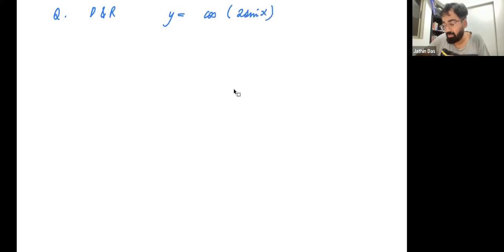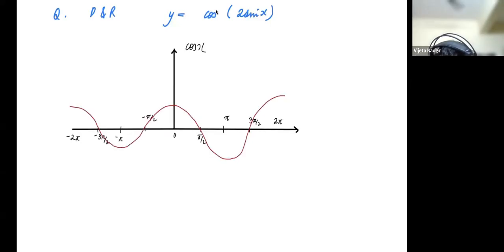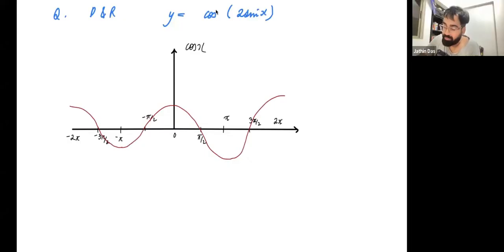Okay. Now you find me the same question related to domain and range of y is equal to cos 2 sin x. Cos 2 and 1 is range. No. Now check what is the range of 2x?